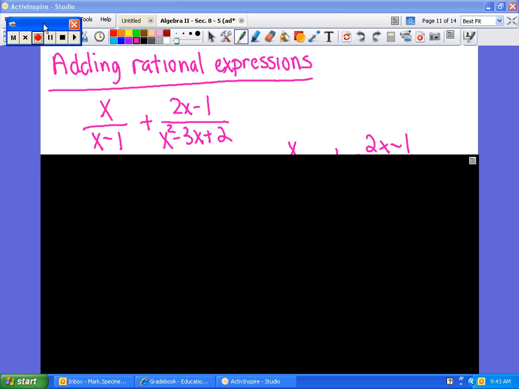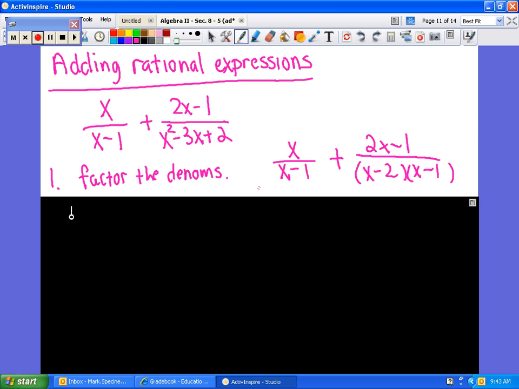Okay. All right. So the first step is to factor the denominators, or as we said in first period, factor the demons. Factor the denominators. So you can see my fraction on the left is already factored as x minus 1. My expression on the right is a trinomial. So to factor the trinomial, I want the factors of 2 that add up to -3, and they are -2 and -1.